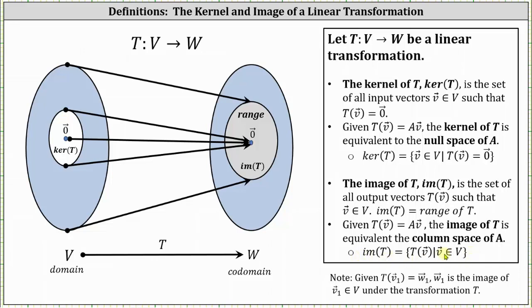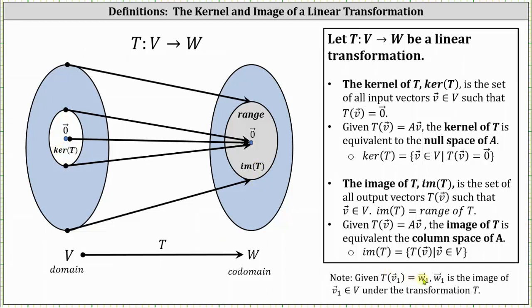Going back to the mapping, again, the image of T is the set of all output vectors T of v such that the vector v is in the vector space V. And therefore the image of T is this set of vectors here that are all the output vectors resulting from the input vectors in the domain under the transformation T.